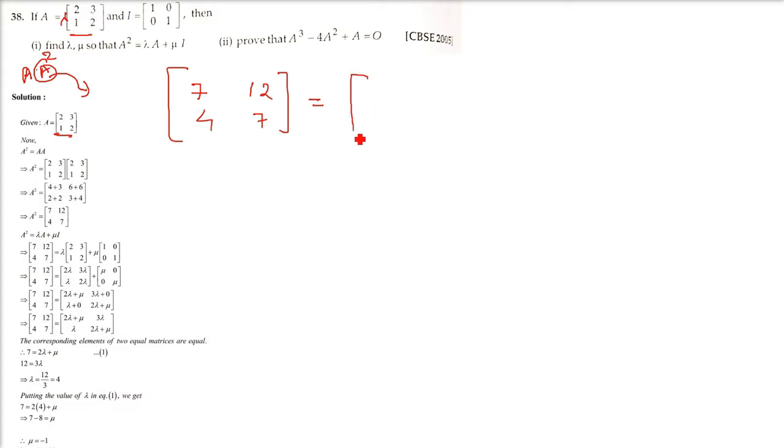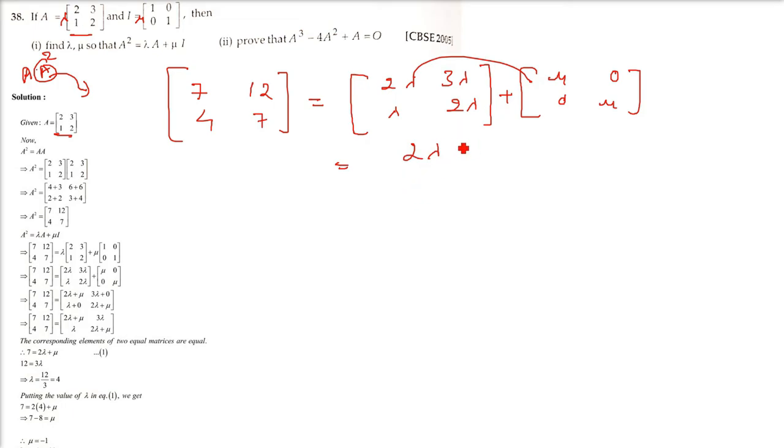So now it will be 2 lambda, 2 lambda, 3 lambda, 1 lambda means lambda, and 2 lambda. Now add it with mu I. Multiply this with mu. It will be mu, 0, 0, mu. Okay, so let us add. 2 lambda plus mu. 3 lambda plus 0 is 3 lambda. Lambda plus 0 is lambda. 2 lambda plus mu is 2 lambda plus mu.